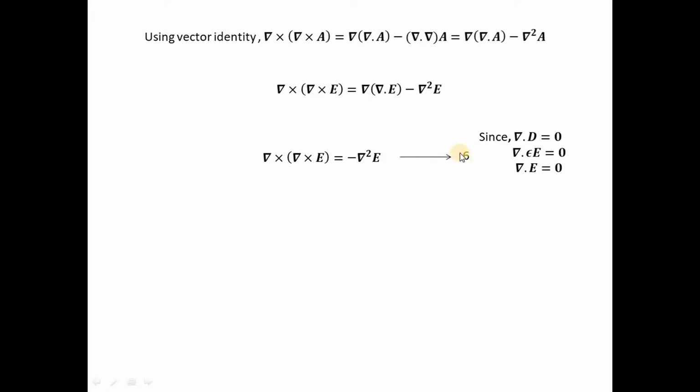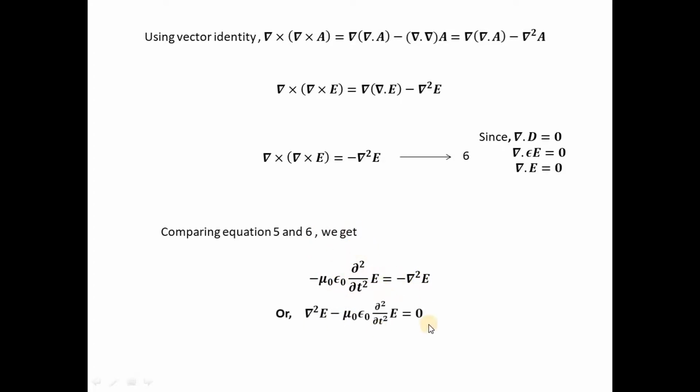Now when we compare equation 6 with equation 5, we will be getting this. And this can also be written in this form, that is del square E minus mu naught epsilon naught second order partial derivative of electric field with respect to the time t is equal to 0. And let this be the equation number 7.